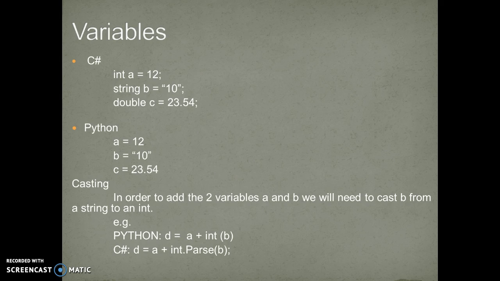But if we wanted to add 10 and 12 together, a and b, we'd have to cast it. So in Python, we'd need a new variable, d, and then equals a, plus, and because we're casting it to an integer from a string, it's int b. And very similar in C# as well, so it's just our variable d equals a plus, but it's very slightly different because we use int.parse b, slightly.